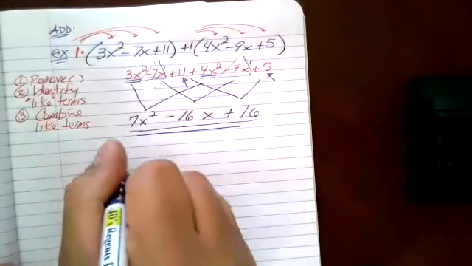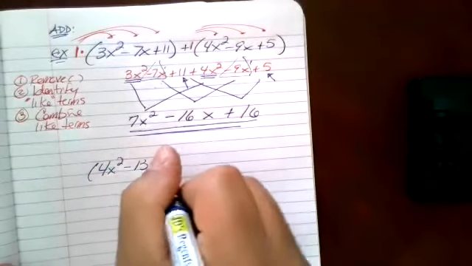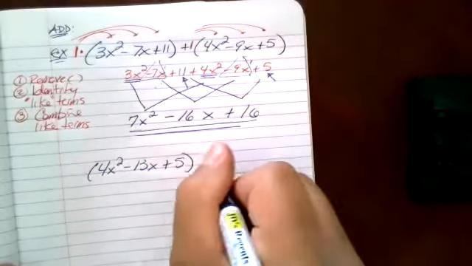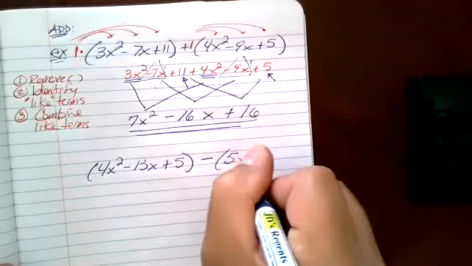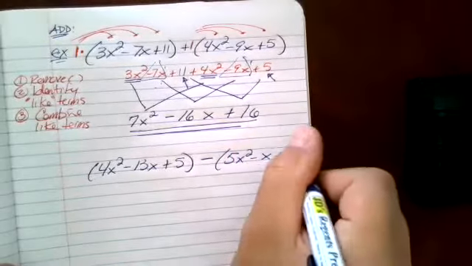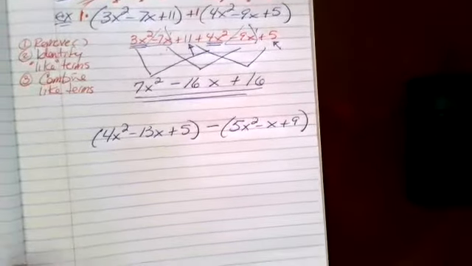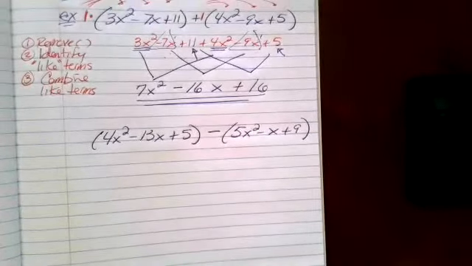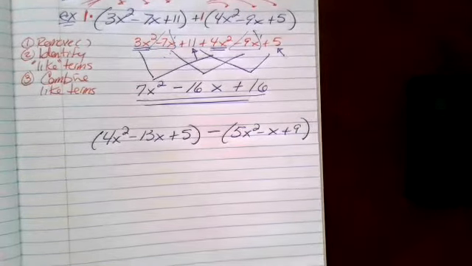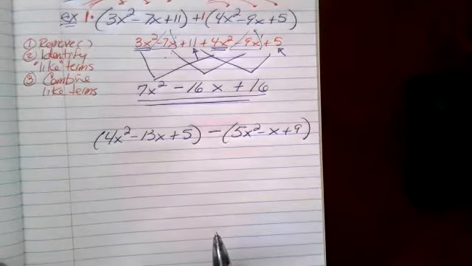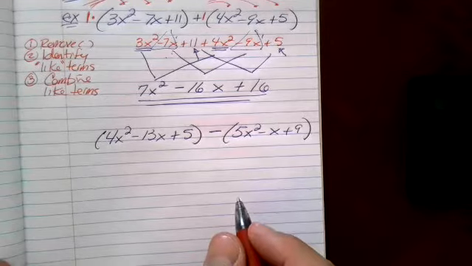And that's it for addition of polynomials. Subtraction of polynomials is exactly the same. If I have 4x squared minus 13x plus 5 minus 5x squared minus x plus 9, and I asked you to subtract these polynomials, well, we would follow these same procedures. We want to remove the parentheses by distributing what's on the outside. We want to identify the like terms, and then we want to combine the like terms.